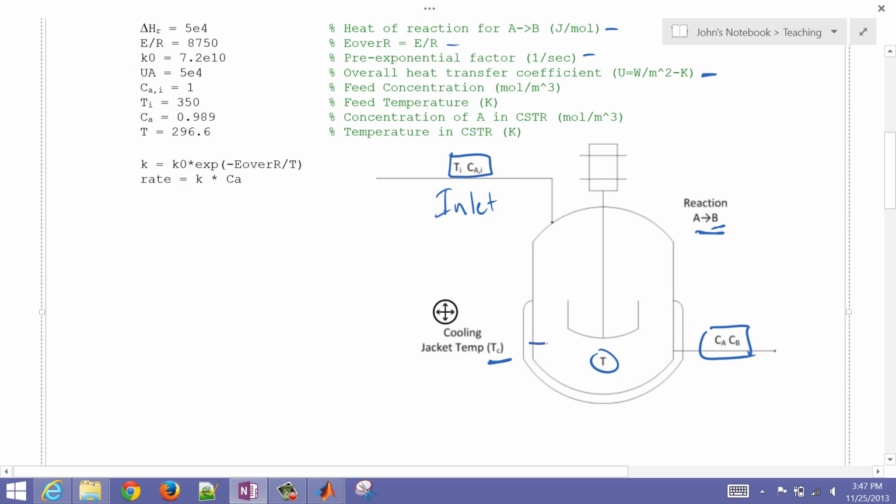Okay, so the heat that's transferred between the jacket and the reactor, that's going to be UA (Tc minus T). Okay, for the heat that's transferred from one to the other. And then we also have a nominal feed concentration, a feed temperature, concentration in our reactor, and then a temperature just as our starting point.